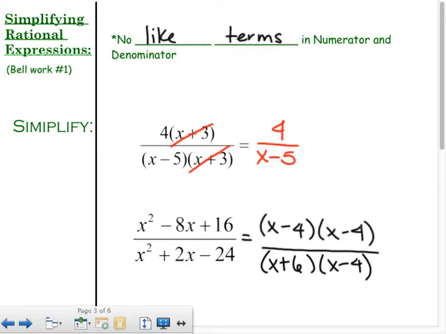So again, we see that there's a like term in the numerator and the denominator. X minus 4 divided by x minus 4 is 1. So we can cancel them out. So your final answer is x minus 4 over x plus 6. That's as simplified as you can get.